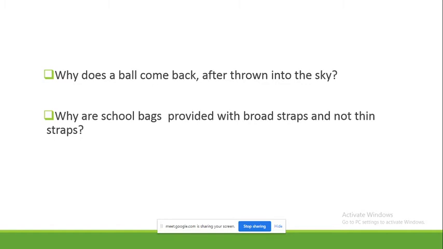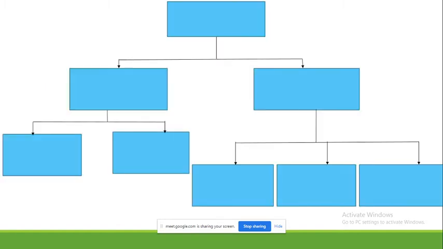So, school bags are provided with broad straps to reduce the pressure due to the weight of the bag. Pressure is nothing but force per unit area. So, when area is increased, pressure is decreased. Okay. So, that's why to reduce the pressure, we are using broad straps for school bags. It's not because of difficulty in opening and all. It's to reduce the pressure on the child. Okay. Yeah, I'm getting Hema's answer also. Yeah, correct. Correct.